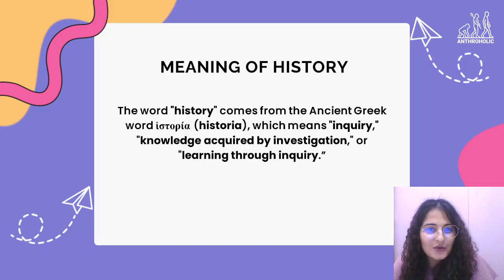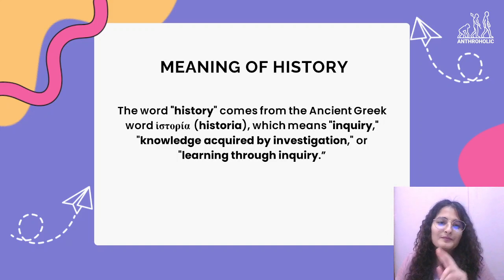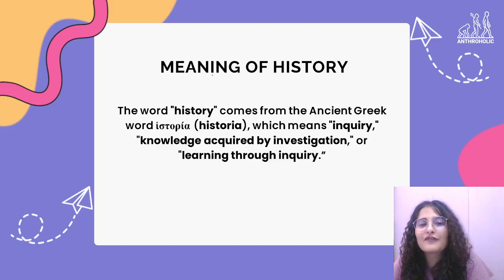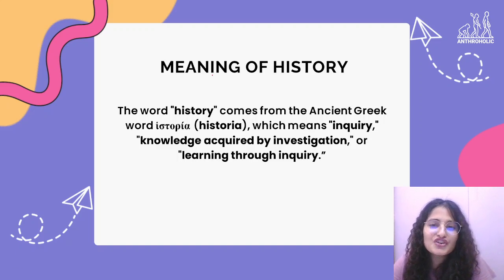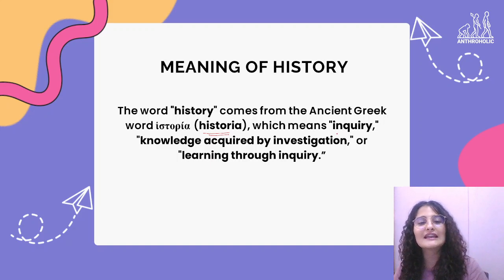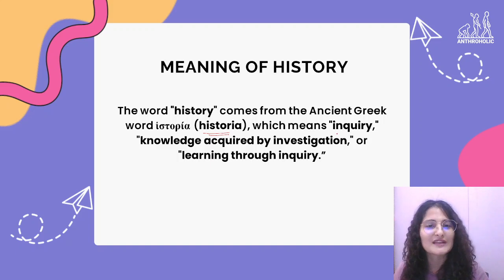Now we will first start with understanding the meaning of the two words in general. If we look at the meaning of history, history comes from an ancient Greek word, historia, which means inquiry or knowledge which is acquired by investigation, or when something is learned through inquiry. So when you are gaining knowledge about something by investigating into it, that is what history is as per the ancient Greek word historia from which it has been taken.